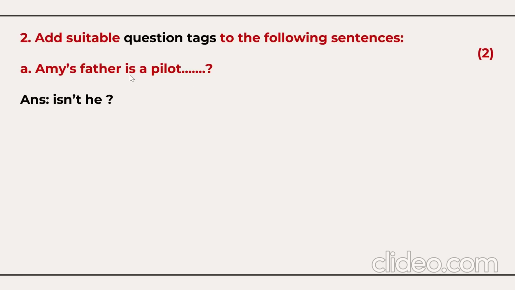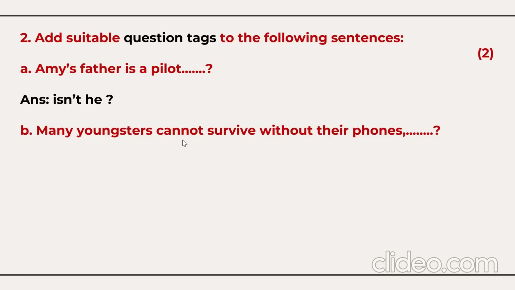See here, is a pilot, without not. So in the question tag, it should be is not, isn't he? Amy's father, he, isn't he? If it's in the negative, cannot, then it will be in the positive. Can they refers to many youngsters. So Amy's father is a pilot, isn't he? Many youngsters cannot, can they?